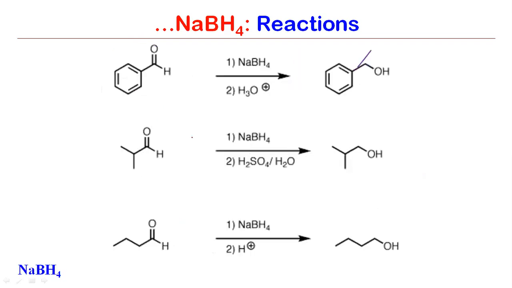These are some other examples. So we have aldehyde, then we know that this aldehyde converts into primary alcohol. Aldehyde is converted into primary alcohol. This is also aldehyde and primary alcohol. So that is very obvious.